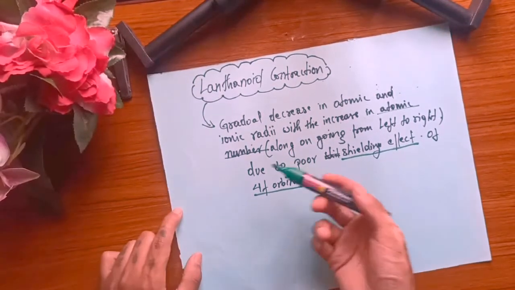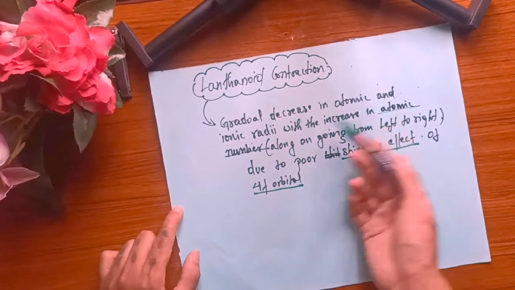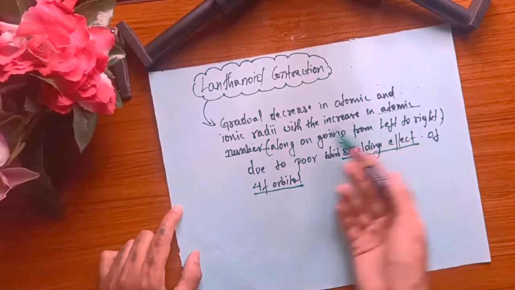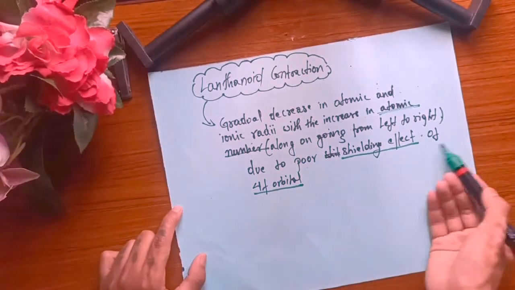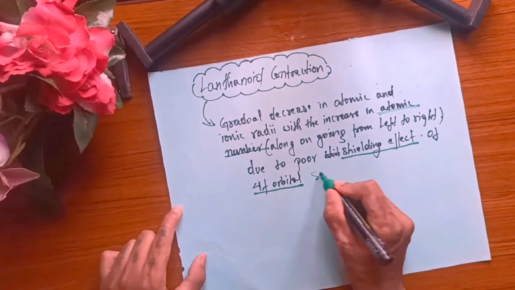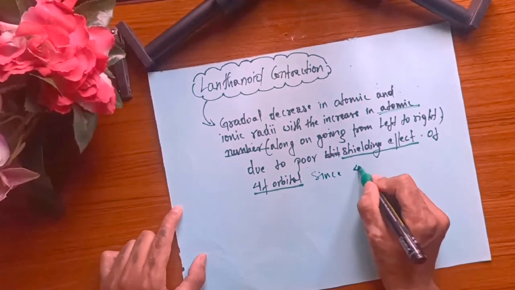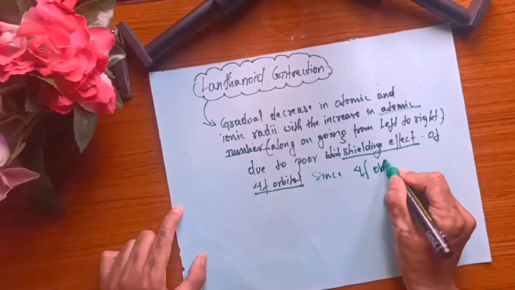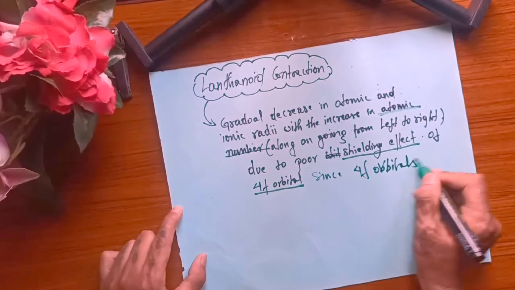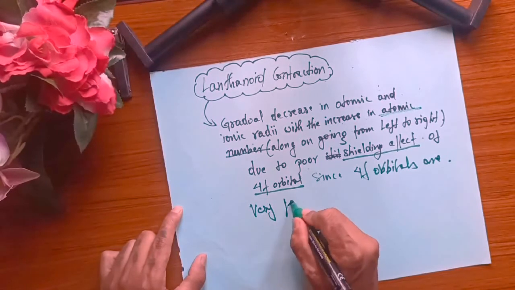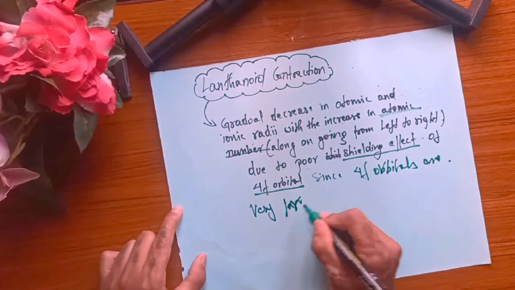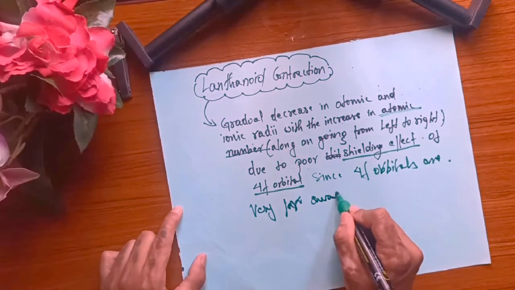So in conclusion, there is a gradual decrease in atomic and ionic radii with an increase in atomic number. This is due to the poor shielding effect of 4f orbitals, since 4f orbitals are very far away from the nucleus.